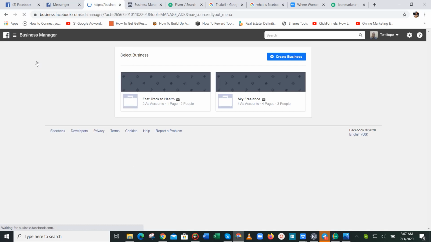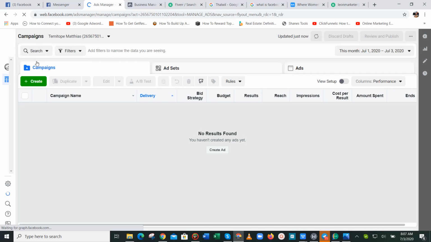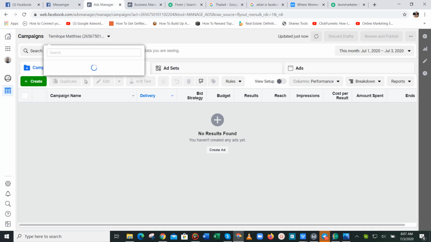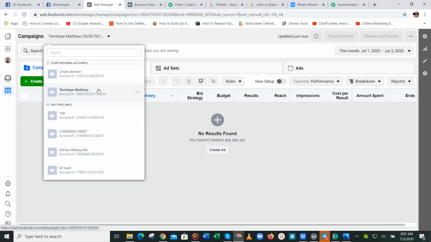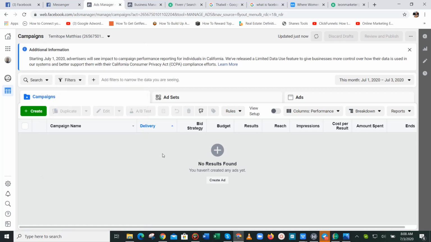Now let's go to ads manager. Let's go to my ads manager. So my ads manager now is under one ads account, but the ads account is still under this business manager. So this is my ads account now. You can see the code. So I can create another ads account. Let me show you. You can see I can create another ads account under this business manager. So you can see this person's account, Sky Freelance. Under his own business manager, he has about 4 ads accounts. So you can see it. Ads account is different from business manager, but business manager is the parent.